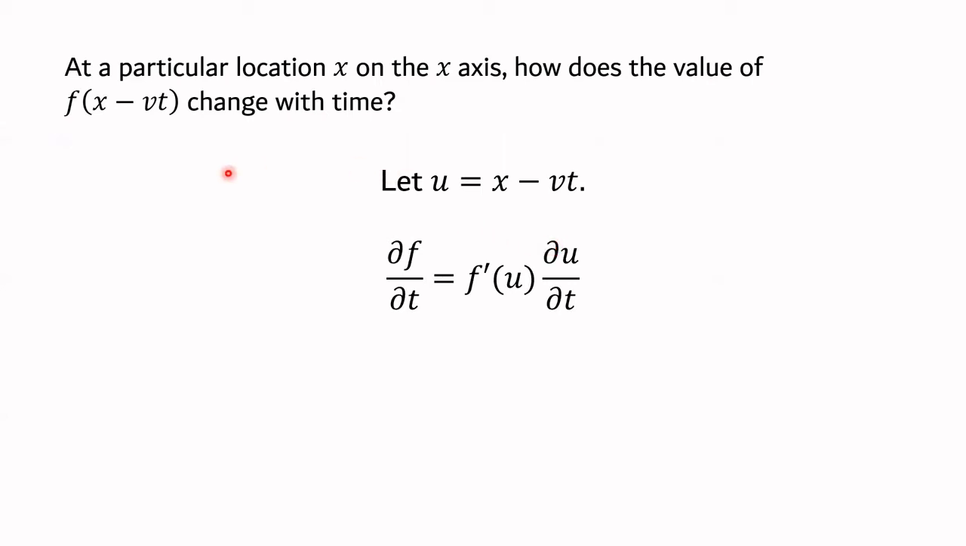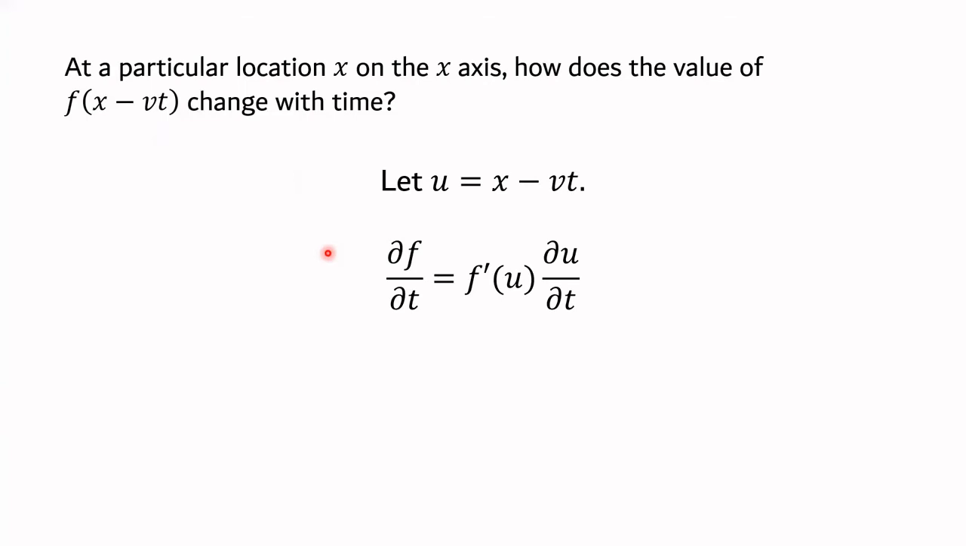And in order to do that, I have to introduce another variable. This garbage right here, x minus, garbage is my word for stuff. x minus vt, that's three quantities combined. Let's just call it one quantity. After you plug in x and v and t, you get one number. I'm going to call that number u. And that number really is the argument of the function, right? The argument is the overall number, the input to the function f.